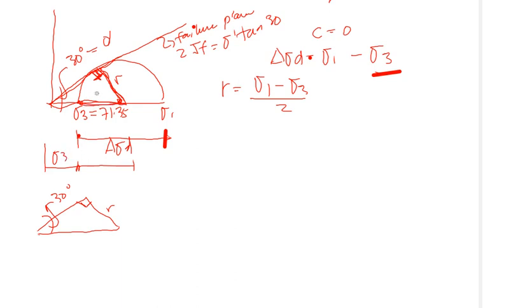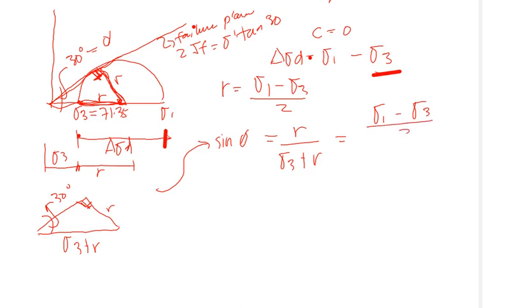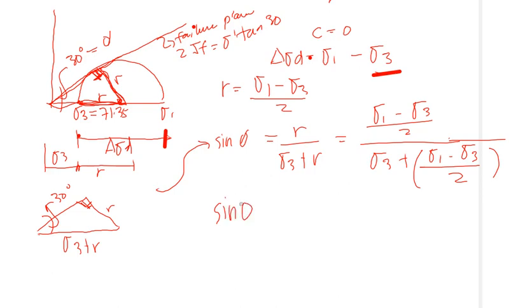And then ito, parehas din, that is radius. So yung value dito is sigma 3 plus radius. Yung mangyayari dyan is sine of phi is equal to radius over sigma 3 plus radius. So yung radius natin, sigma 1 minus sigma 3 over 2, over sigma 3 plus yung radius natin, that is sigma 1 minus sigma 3 over 2. Evaluating this equation, sine of phi is equal to sigma 1 minus sigma 3 over sigma 1 plus sigma 3. Ito na yung magiging equation natin looking at this figure.